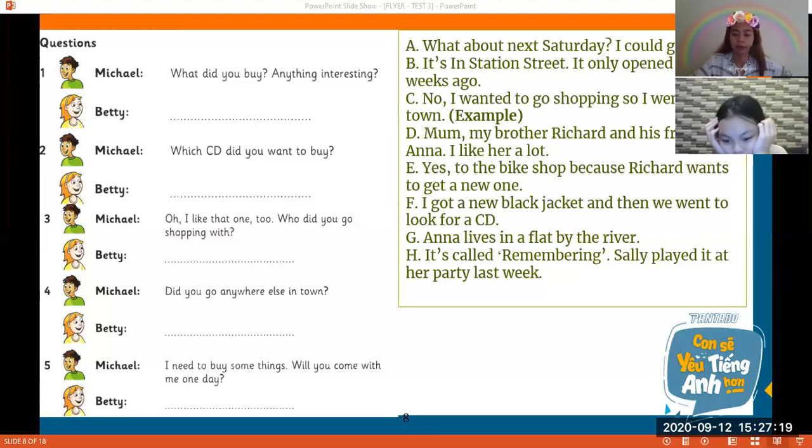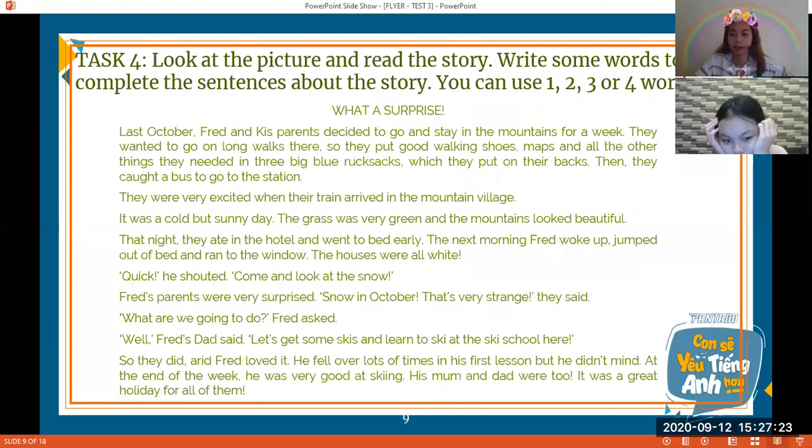Next task. Okay, task 4. Read. Okay, you only have 18 minutes. Look at the picture and read the story. Write some words to complete the sentences about the story. You can use 1, 2, 3, or 4 words.